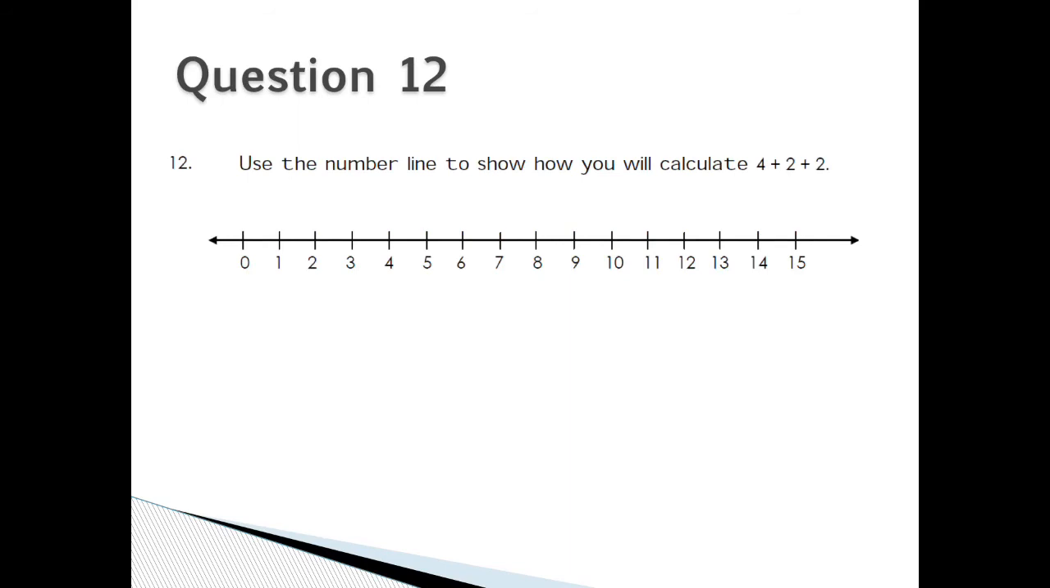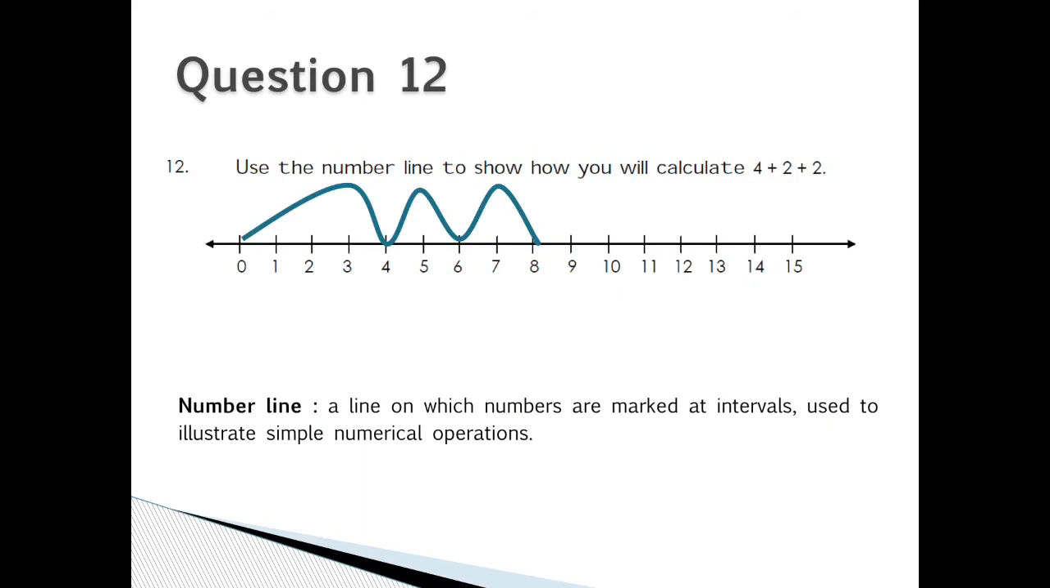Use the number line to show how you will calculate 4 plus 2 plus 2. A number line is a line on which numbers are marked at intervals used to illustrate simple numerical operations. So you go from the 0 to the 4, 4 to 6, from the 6 to the 8 to show 4 plus 2 plus 2.